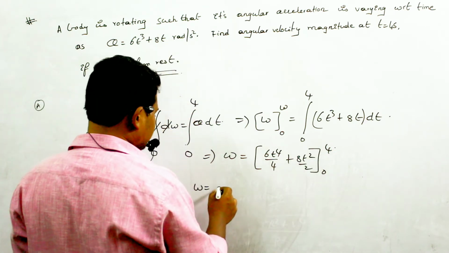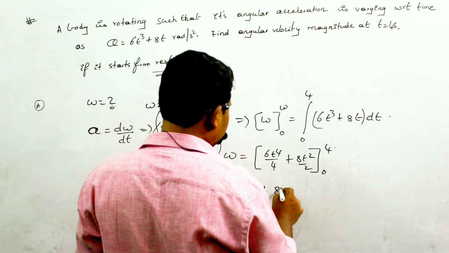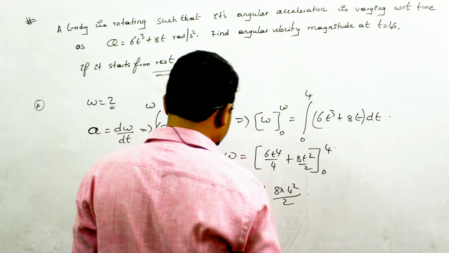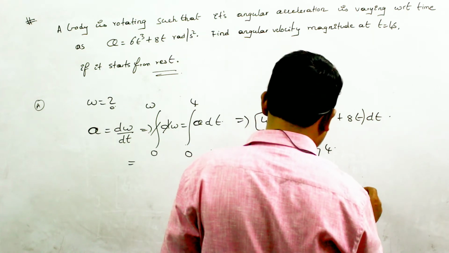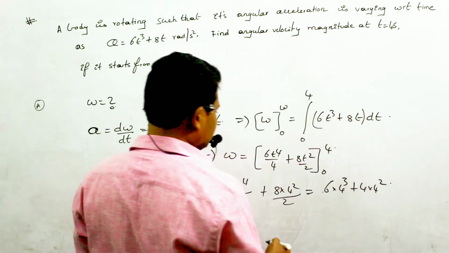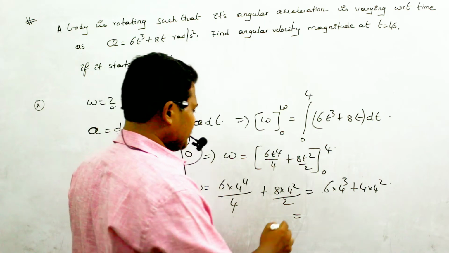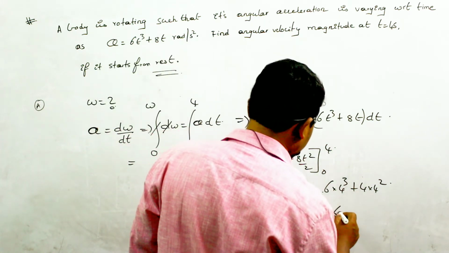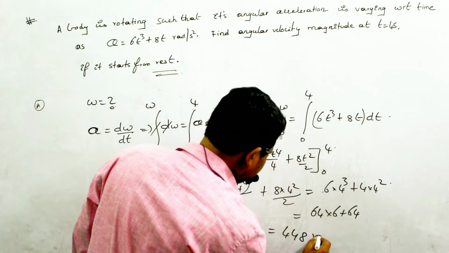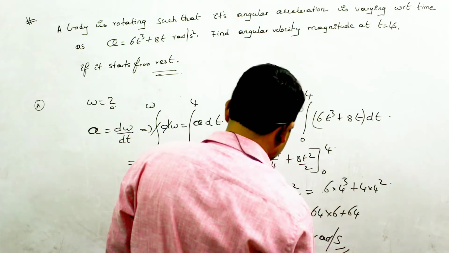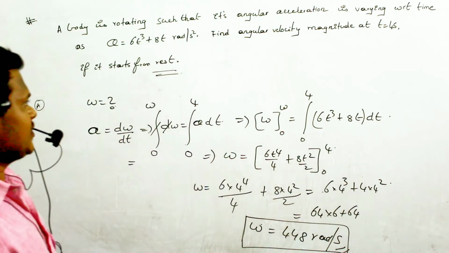So if I substitute the upper limit, I will get 6 into 4 power 4 divided by 4 plus 8 into 4 square divided by 2. Here I can write it as 6 into 4 cube plus 4 into 4 square. This is the relation I will get. So 4 4s are 16, 16 4s are 64, into 6, plus 64. If I solve this, I will get 448 radians per second. This should be the angular velocity after a time interval of 4 seconds. So this is our answer.